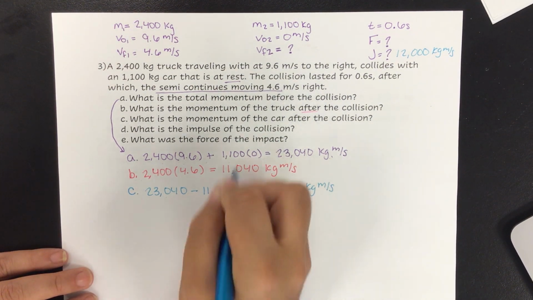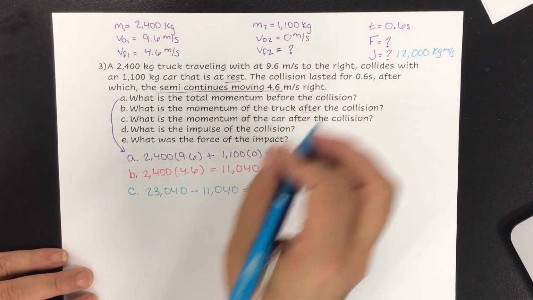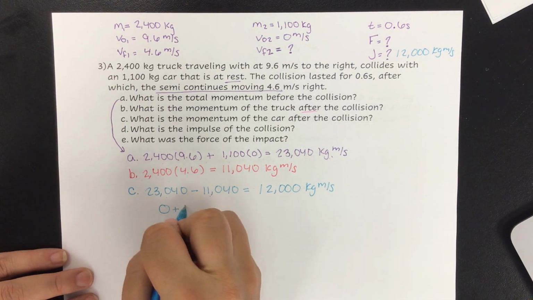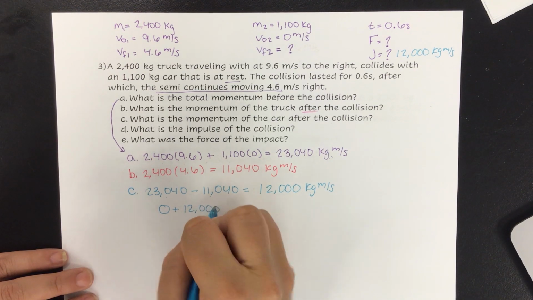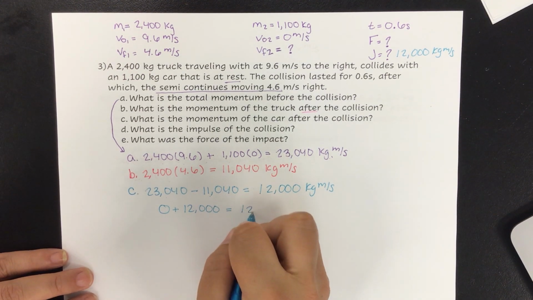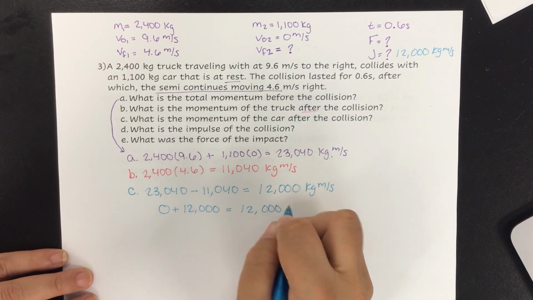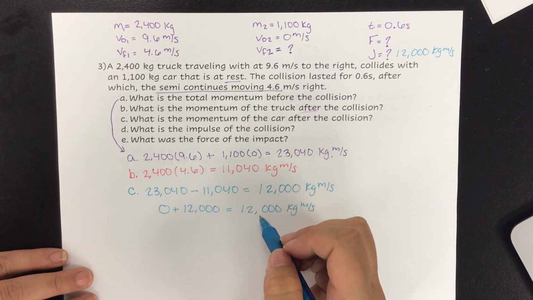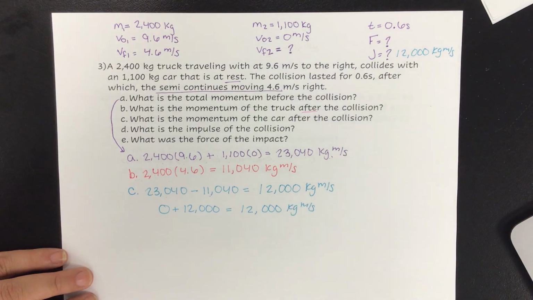So I'm going to take that. My original momentum of the car was 0, so I'm going to take 0, and it's going to gain 12,000 kilograms meter per second. So its new momentum is 12,000 kilograms meters per second, because if that's how much the truck lost, that is how much the car gained.